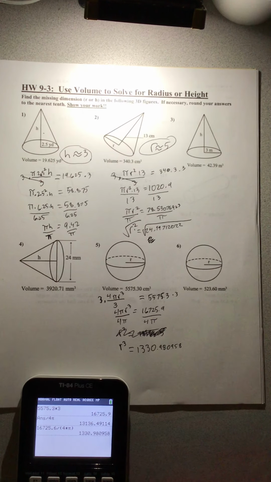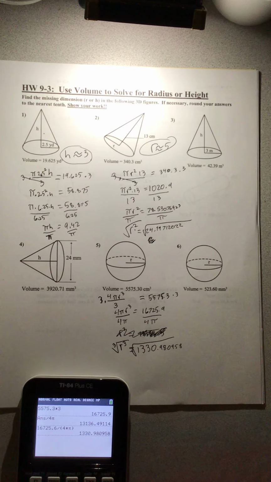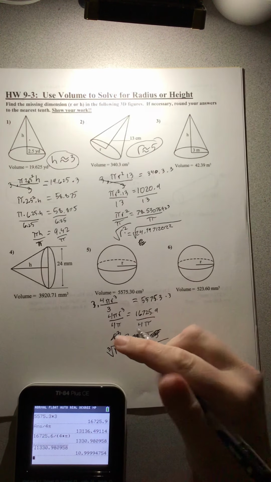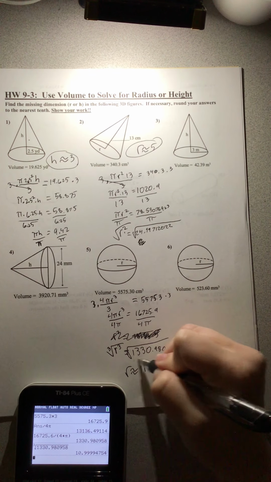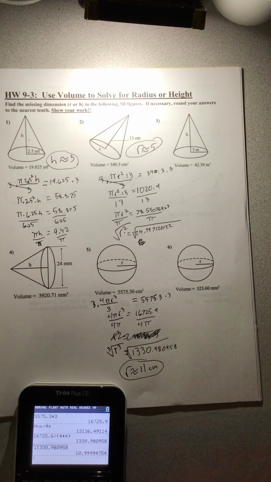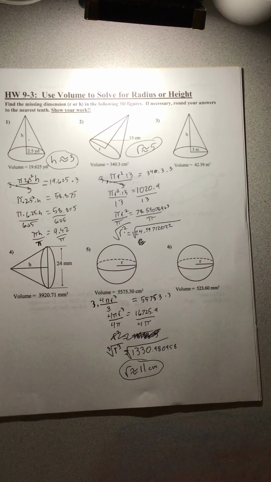Okay, so now we have to take the cube root. So cube root, I have to go into my math button and then push that, and then push this, and then push this. See? So the radius is approximately 11 centimeters. Cool. I know, since I messed up on that one, guys. Sorry. Sometimes I struggle with my own calculator. I was like, that didn't look right.